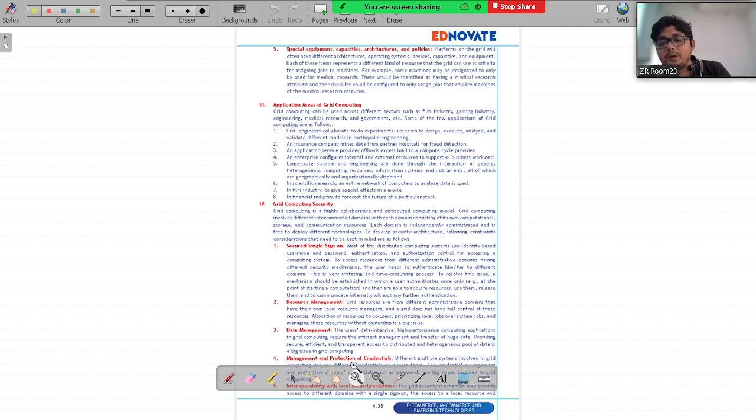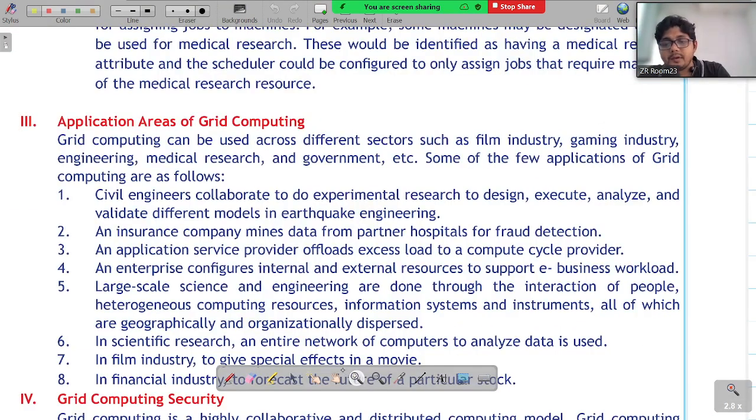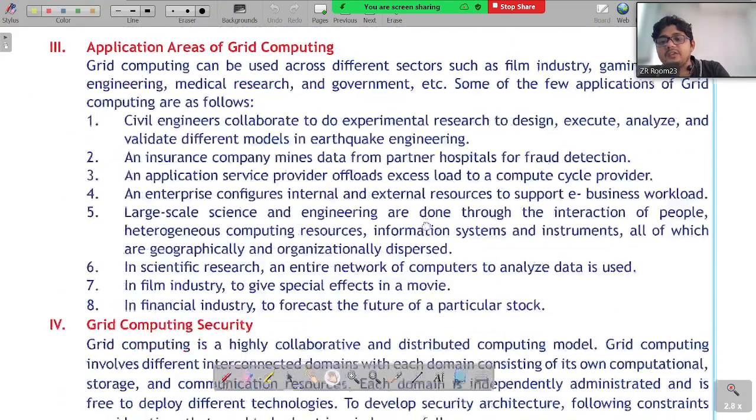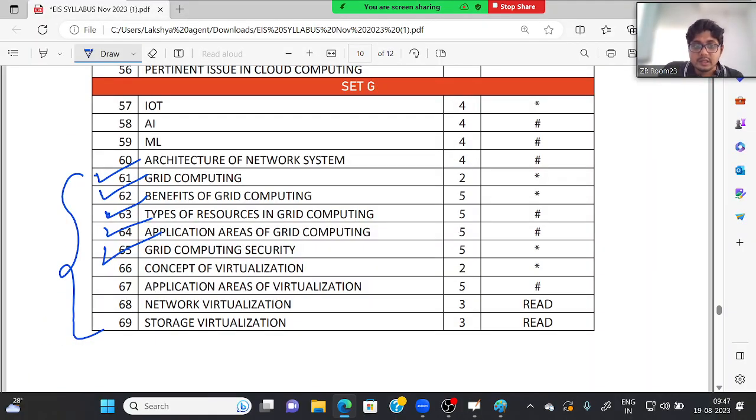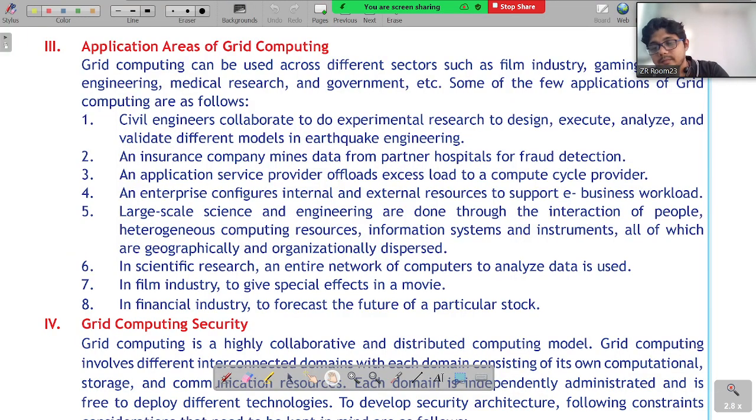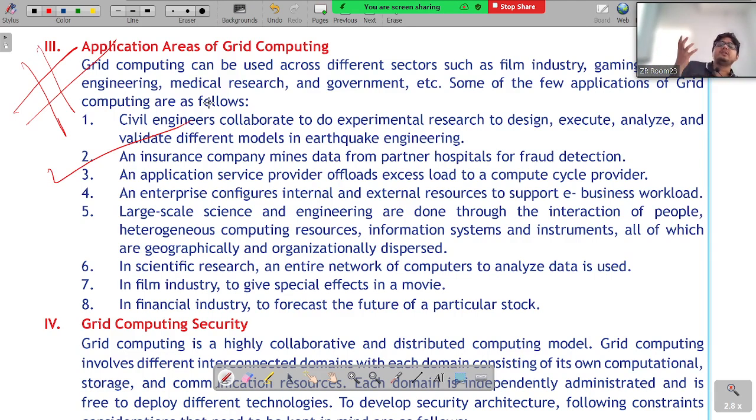The 5th point we are not doing. Only 4 points are enough. Now, application areas of grid computing: where grid computing is used. Any 4 points you have to tick mark. Very simple. Second point: it helps insurance companies to mine data. See, grid computing is used for searching, mining, where a big task is there. Then tick mark this point.